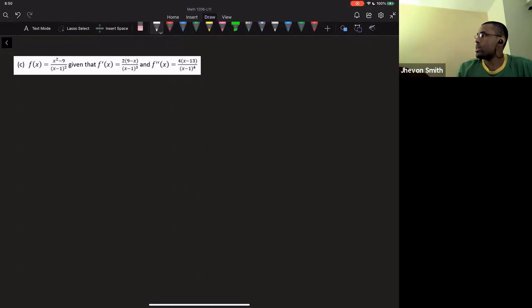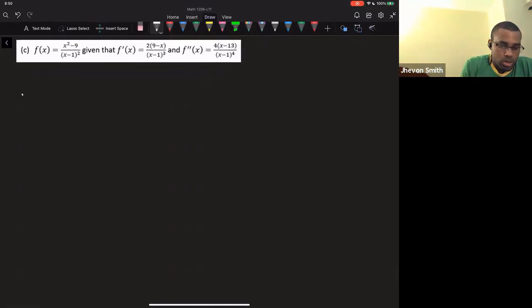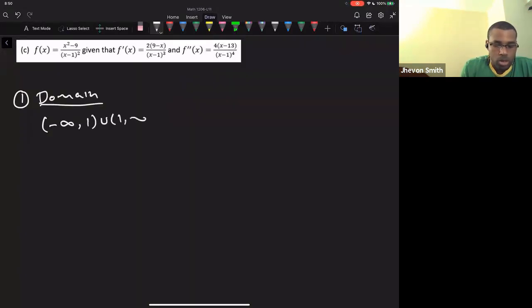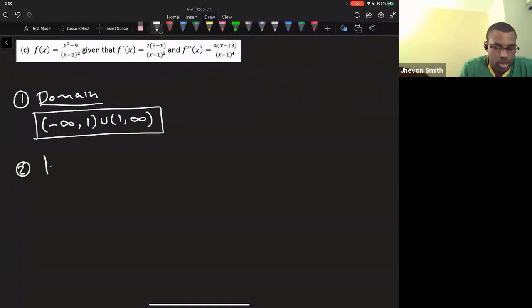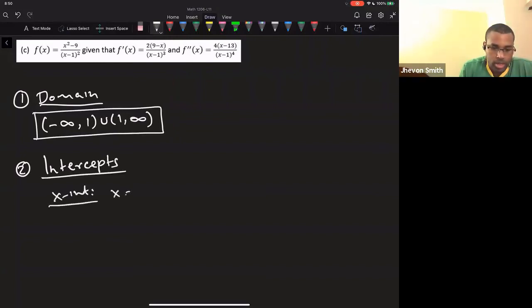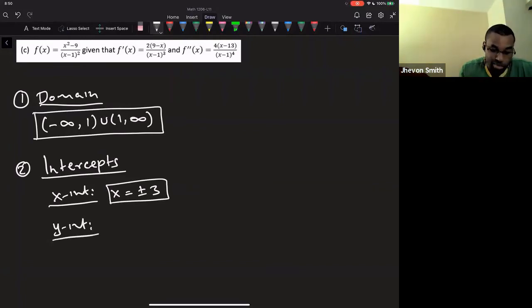All right, example C. So one, we're going to find the domain. It can be anything except one. Two, we're going to find the intercepts. So x-intercepts, x is going to be plus or minus 3. Y-intercept, plug in x equals 0, you're going to get minus 9.